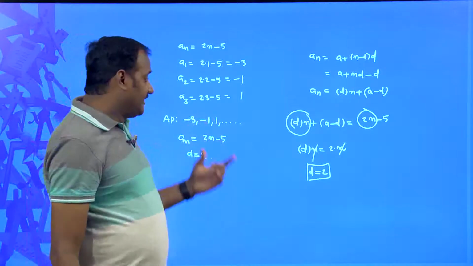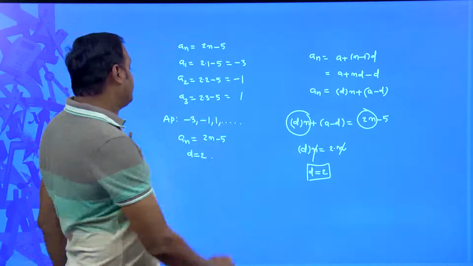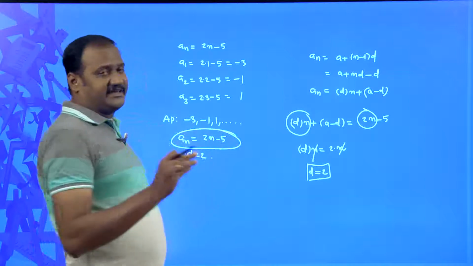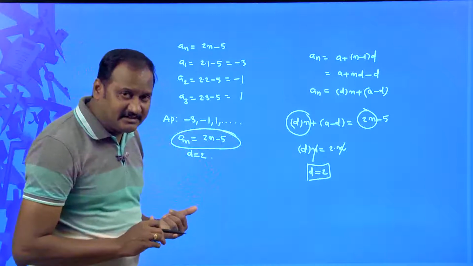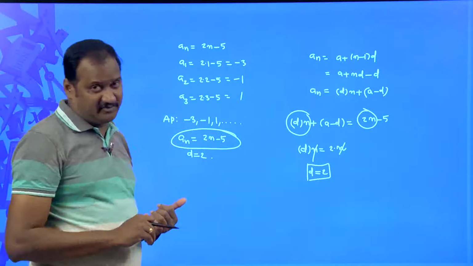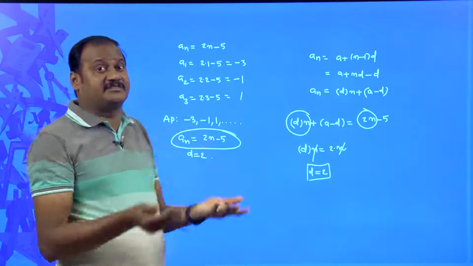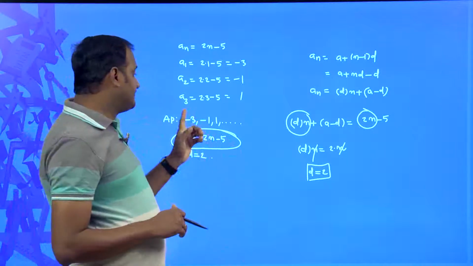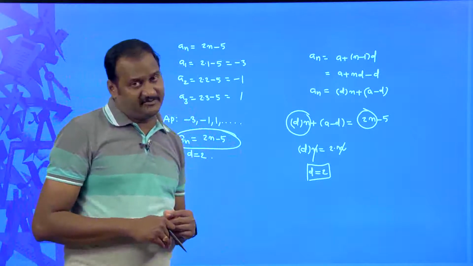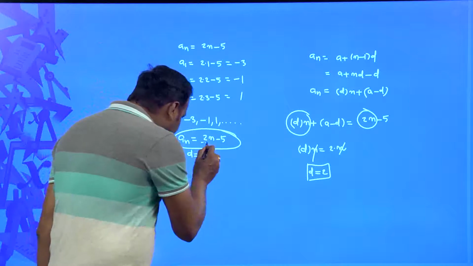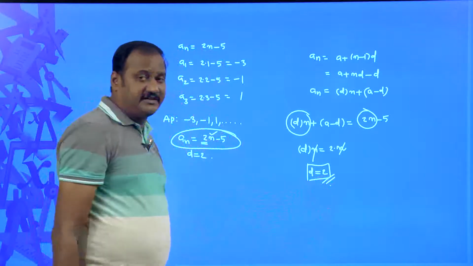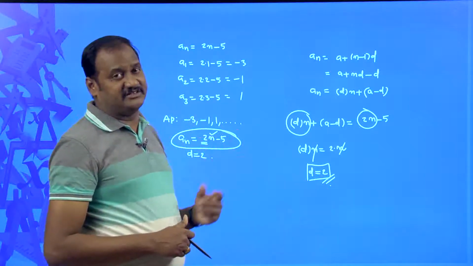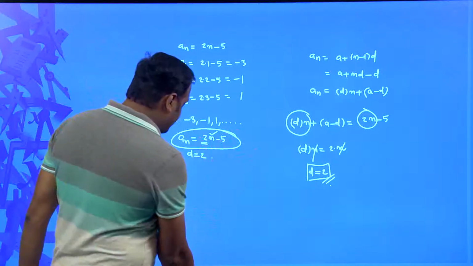So, what does it mean? It means when you have the nth term of an arithmetic progression, just by using it, you can easily say what is the common difference of the arithmetic progression, as well as whether it forms an arithmetic progression or not. So, if it is a linear expression, then it will form an arithmetic progression, and then what is this 2 here? 2 is the coefficient of n, and that coefficient of n would be the common difference. This is what you need to remember. So, then you can easily identify whether it forms an arithmetic progression or not.